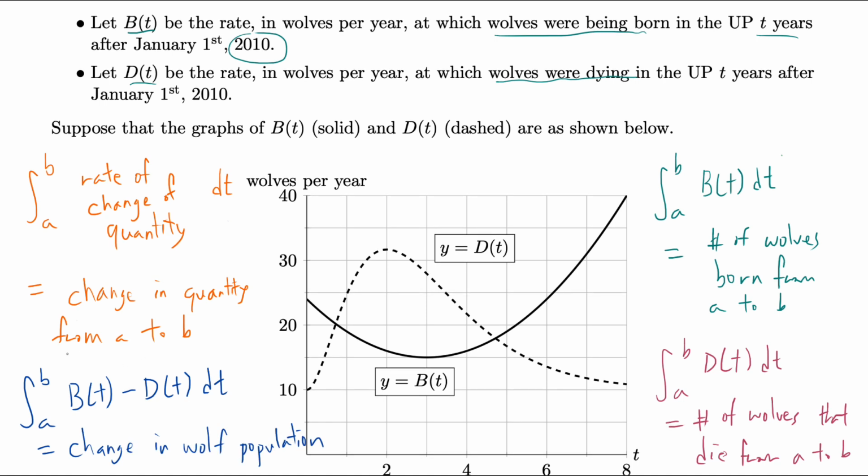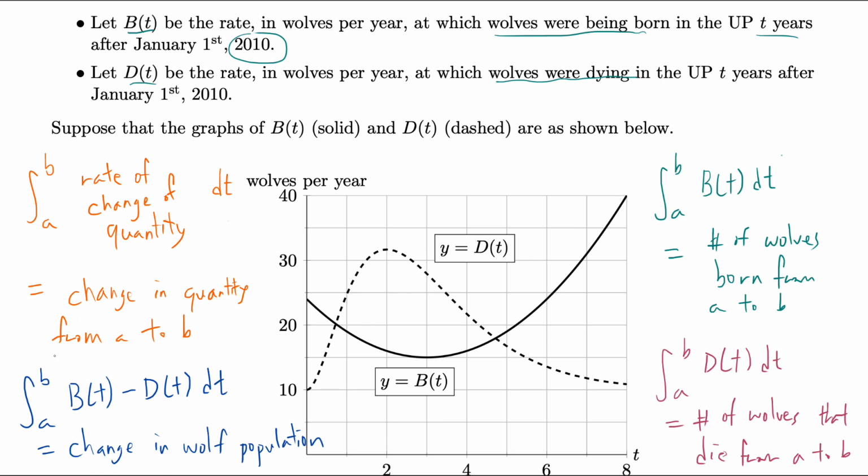One way to see this is to break down this integral into two parts, the integral of b minus the integral of d. Integrating b tells you the number of wolves being born. Integrating d gets you the number of wolves that died. So when I subtract the two, you should get the net change in wolf population.